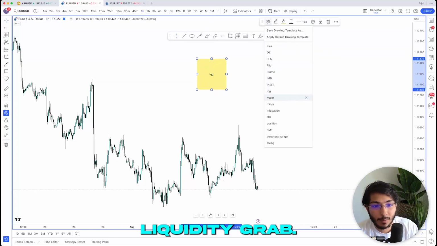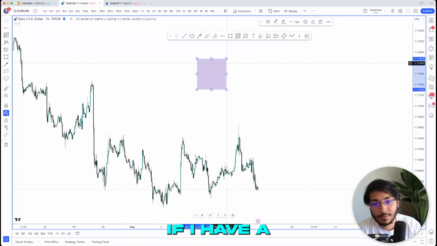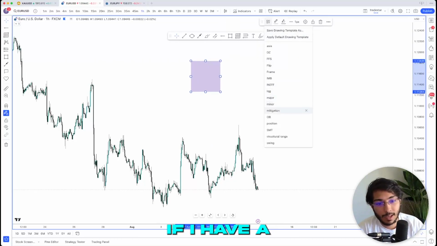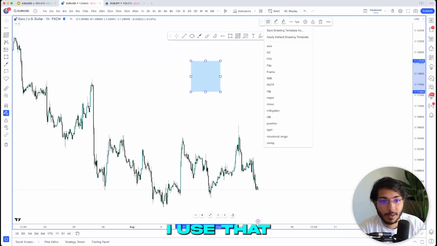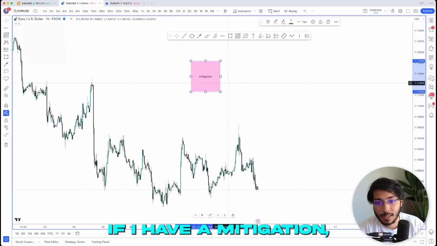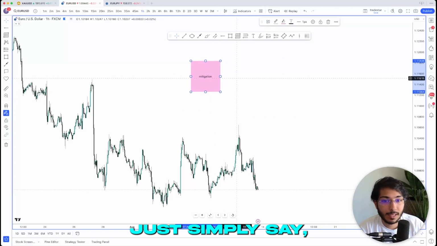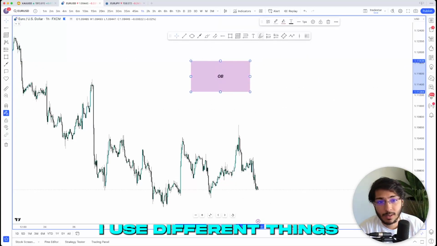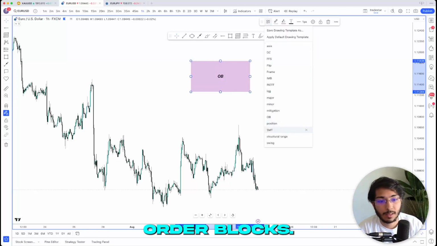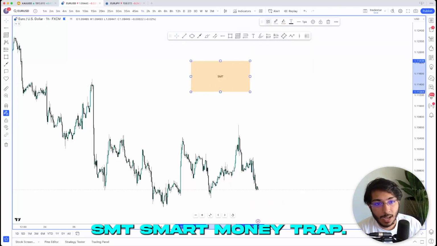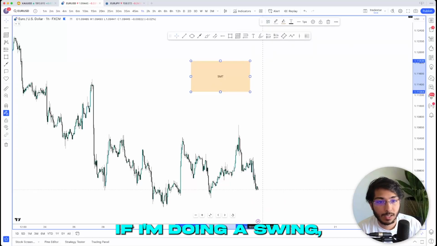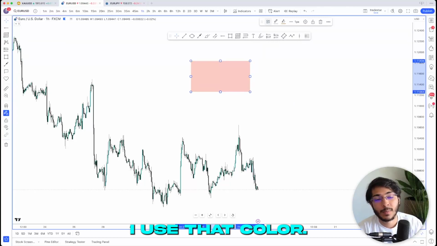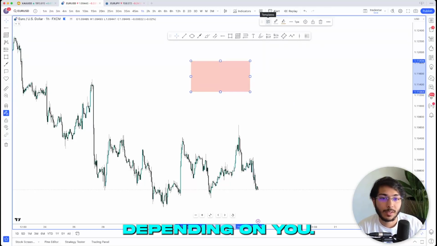That's the liquidity grab. And then I have my structure points if I have a major position in structure. So let's say like a daily. If I have a minor lower time frame, I use that type of color. If I have a mitigation, it will just simply say, hey, this is a mitigation. You can do order blocks. I use different things for different order blocks. SMT, smart money trap. If I'm doing a swing, I use that color. If I'm doing a position trade, I use that color. All in all, it's all just depending on you.